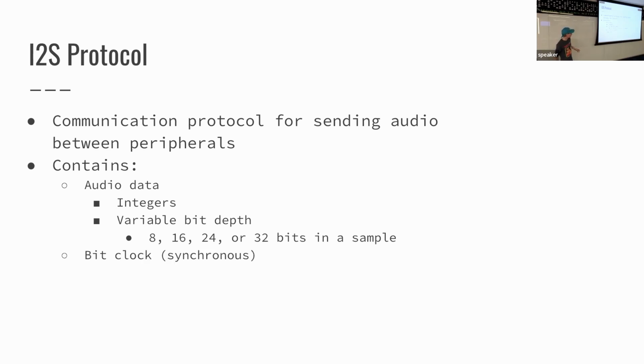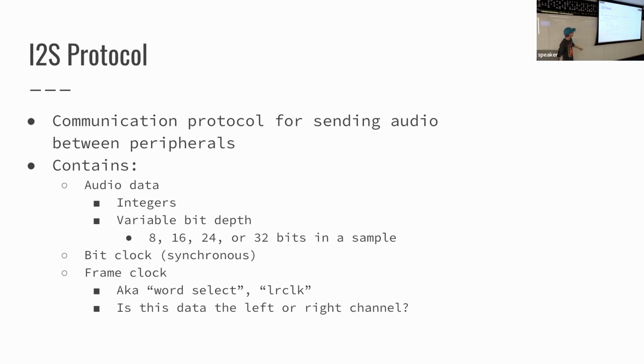Then there's a bit clock that works the same as the I2C bit clock. It says how long each bit of the audio data is. And then there's a special clock called the frame clock. And this has all sorts of names. There's LRCLK, word select, word clock. I forgot what's on the next slide, but it looks.